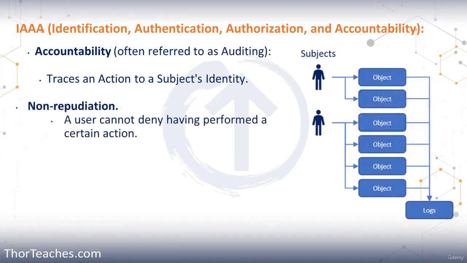And then as the last part of the IAAA model, we talked about accountability, which can sometimes also be called auditing. We trace an action to a subject's identity. If someone logs in on my PC using my username and password, using my token for multi-factor authentication during working hours while I should be at the PC, and deletes files or steals proprietary information, it's going to be very hard for me to say I didn't do it, which is non-repudiation. I can't repudiate having done that.